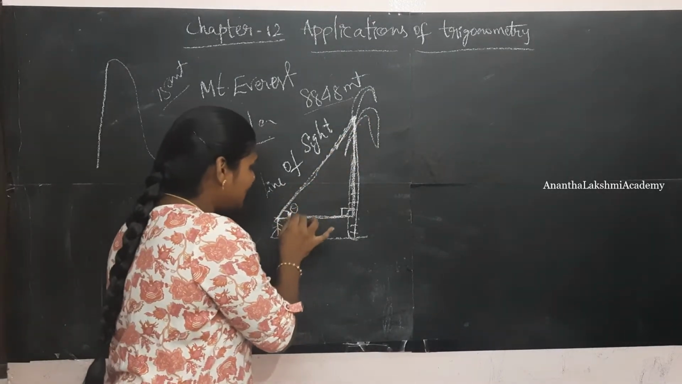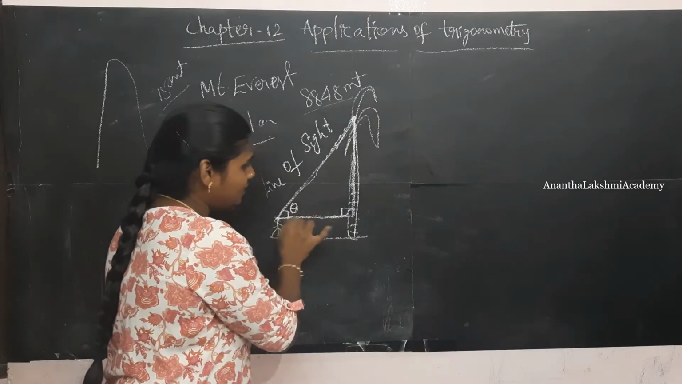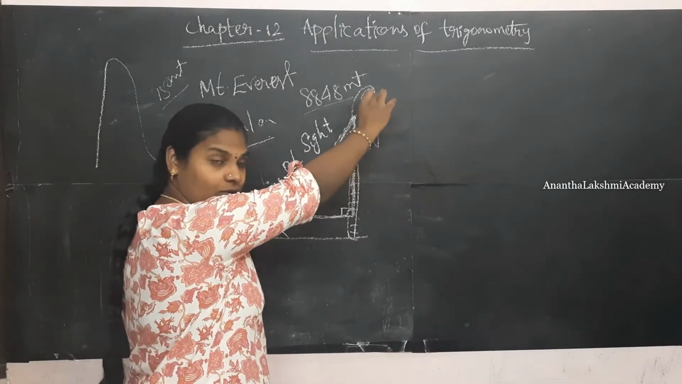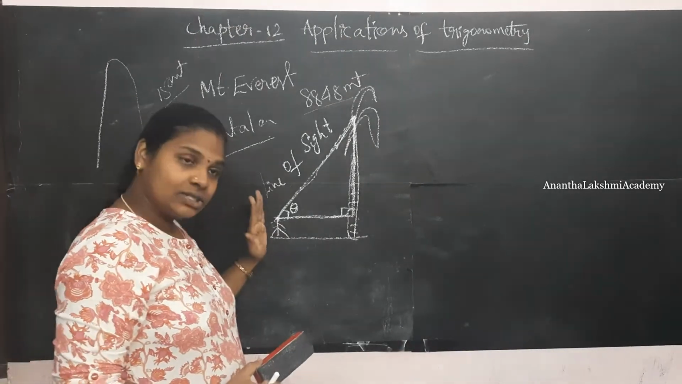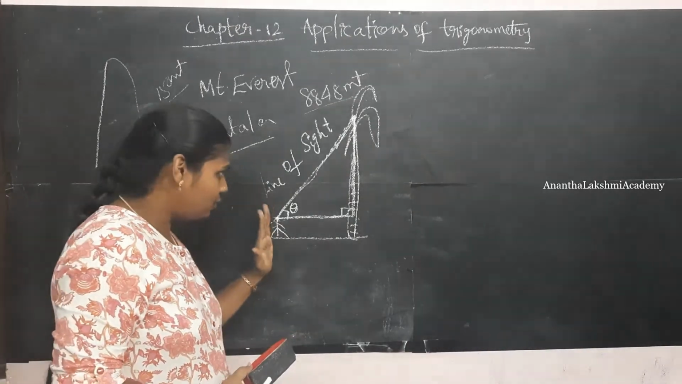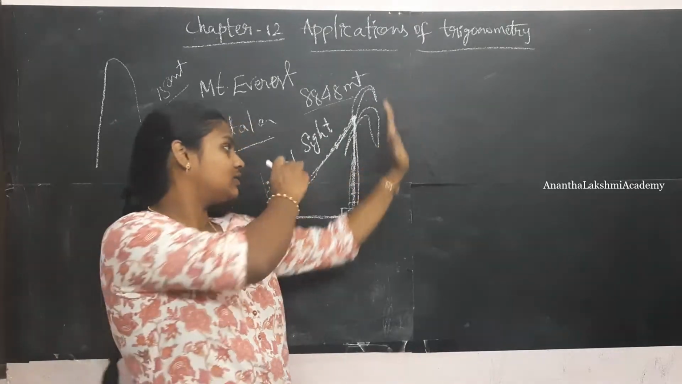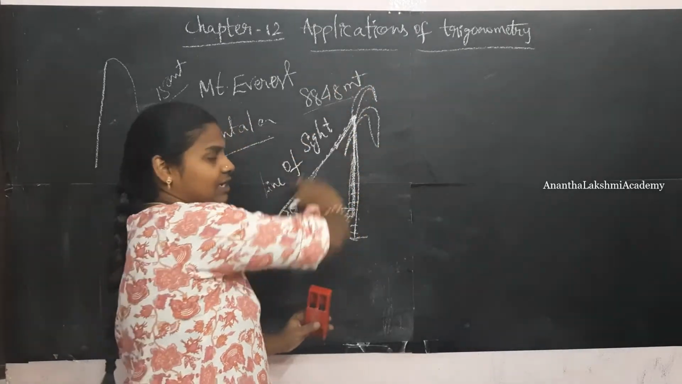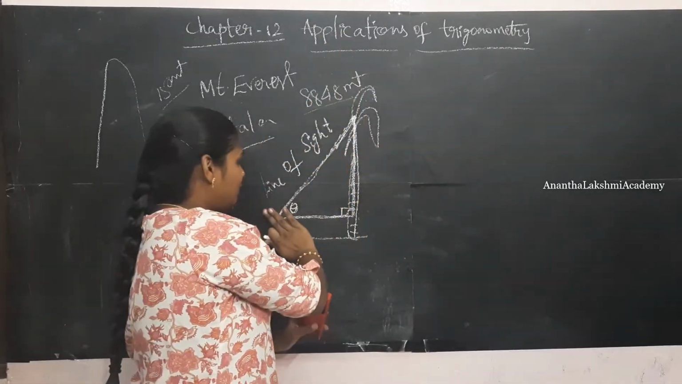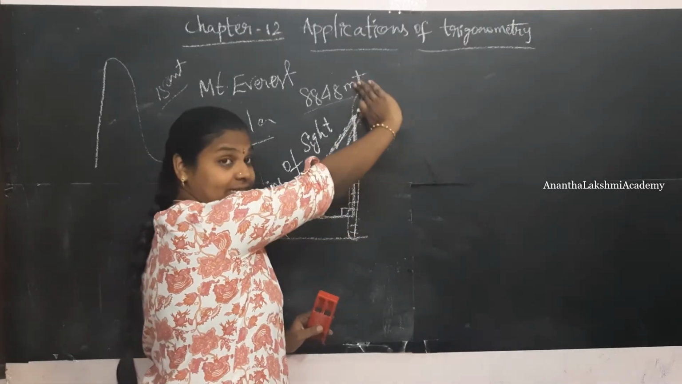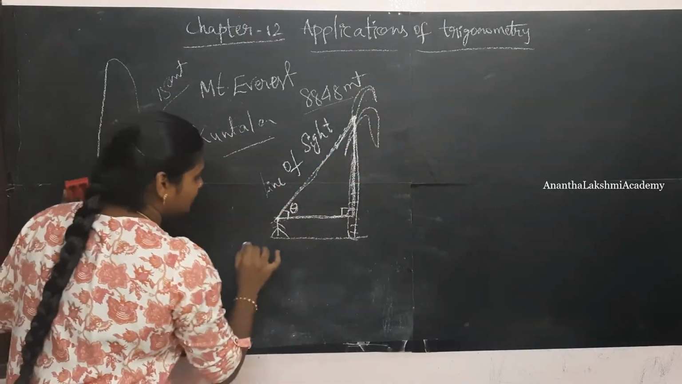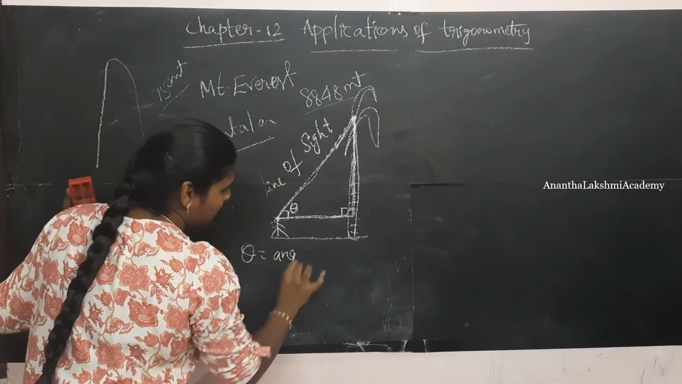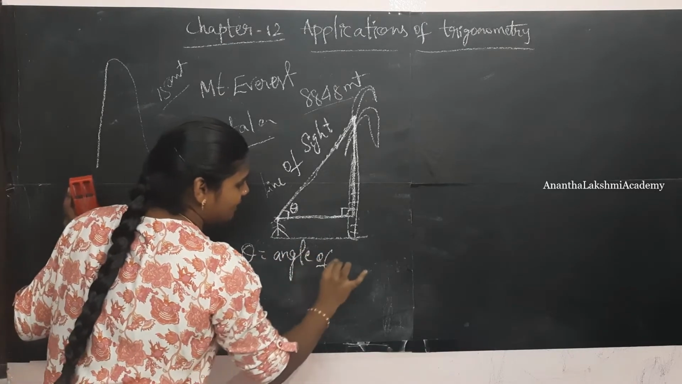And there is an angle made between the horizontal line and the line of sight. Whenever the person who is looking is down and the object is taller, so that it forms a right angle triangle upside, this angle theta is called the angle of elevation.